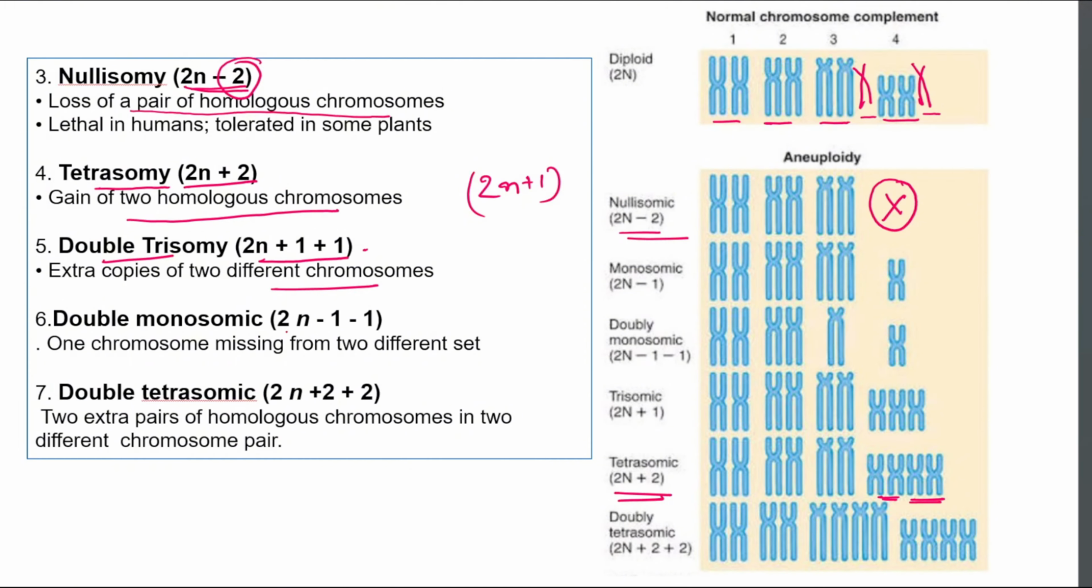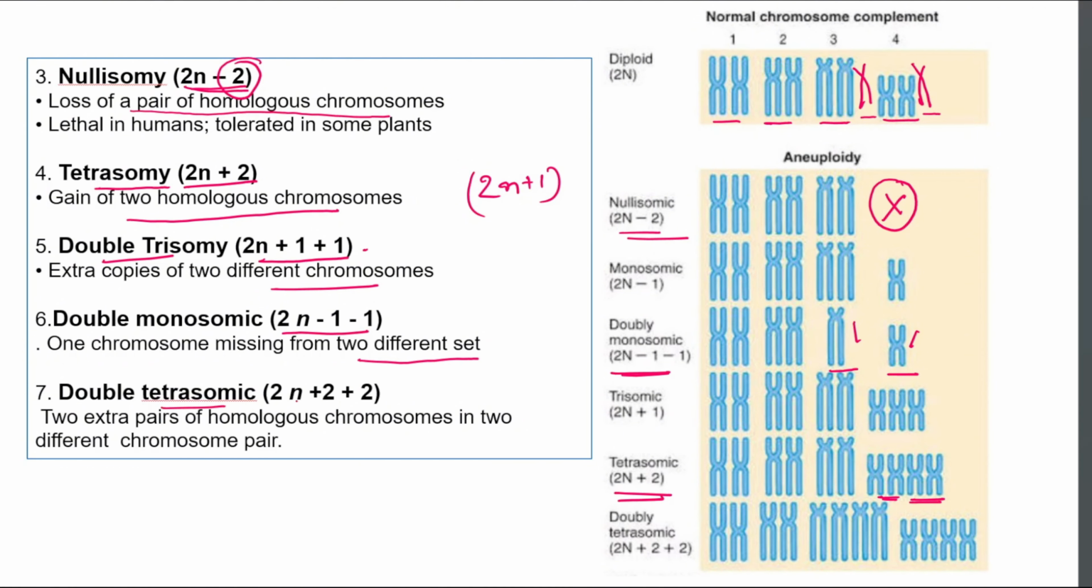So double monosomy, 2n minus 1 minus 1, where one chromosome is missing from two different sets. So this is the double monosomy, where for chromosome 3 and chromosome 4, two different pairs of chromosomes, one chromosome from each is missing. That's why it is double monosomy, 2n minus 1 minus 1.